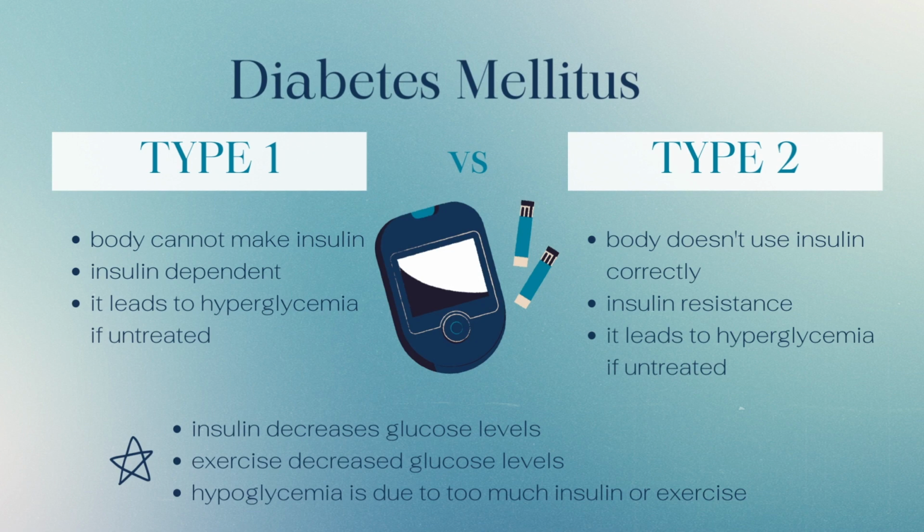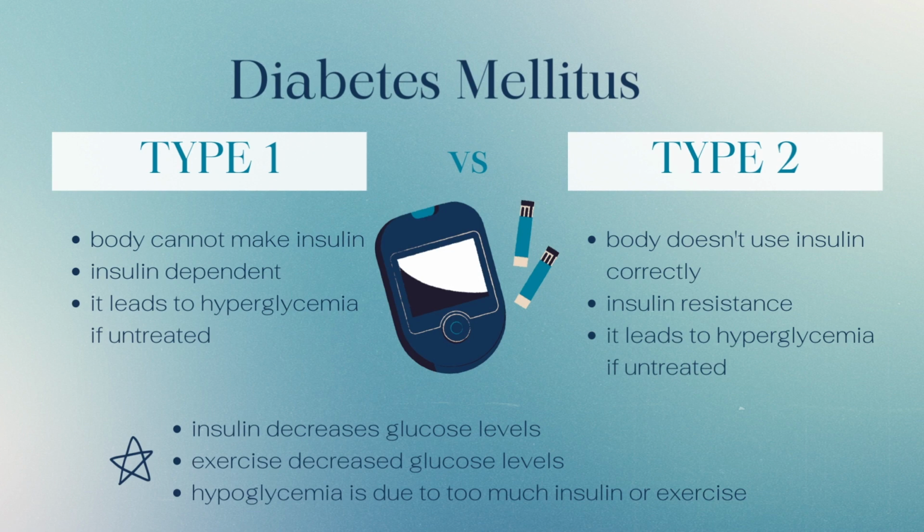Type 2 is a little different because your body has insulin, but your body doesn't use the insulin correctly. So it's called insulin resistance. It's not able to use that insulin. And again, it can lead to hyperglycemia if untreated because it's not using the insulin to draw down those glucose levels. So just to point out, insulin is what the body uses to decrease glucose levels.